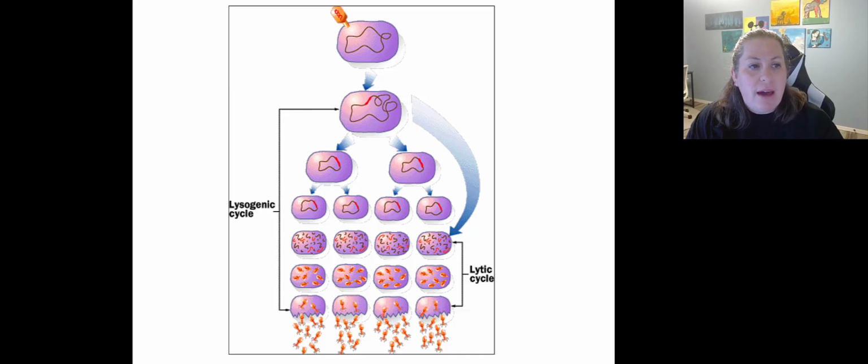So if you look here, you have the lysogenic cycle shown at the top, and then the lytic cycle is this bottom part. So the lysogenic cycle does contain the steps of the lytic, but it has that integration piece first. So the lysogenic cycle is longer, whereas the lytic cycle is faster.